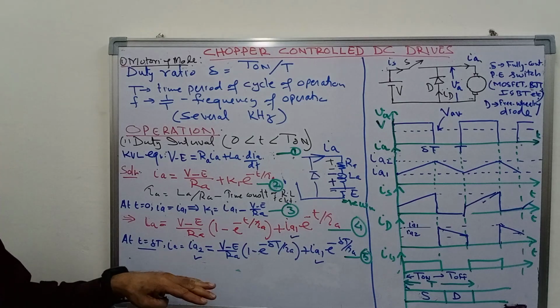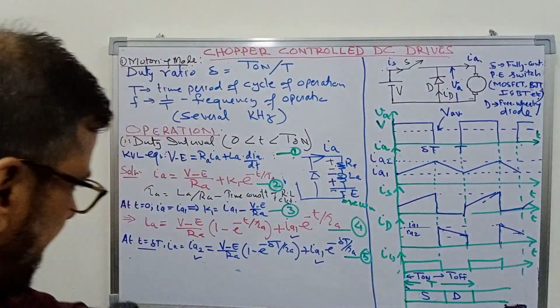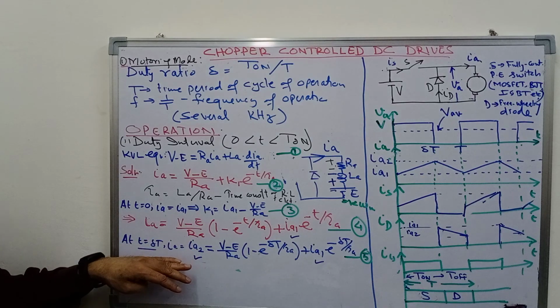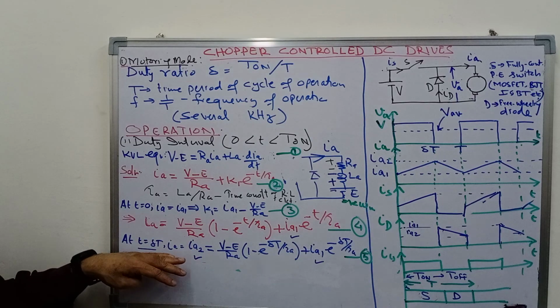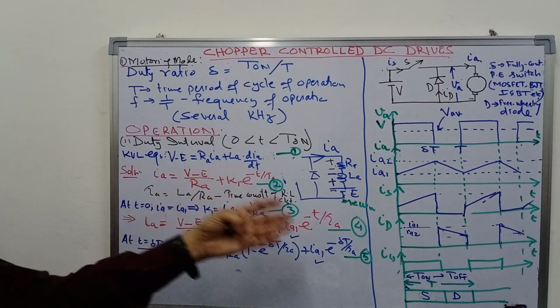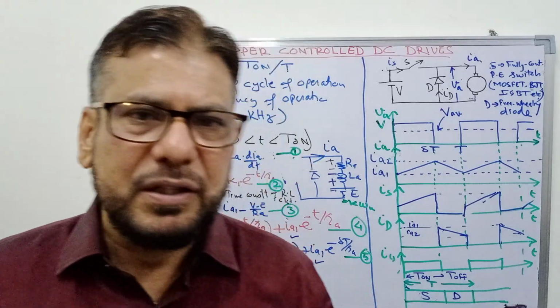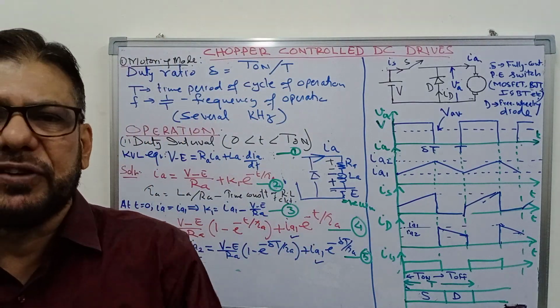So now we have to do the analysis for the off freewheeling interval, so that we can solve for the values of IA1 and IA2, so that we can write the final equation of the current IA. So I will just do the analysis of the freewheeling interval.